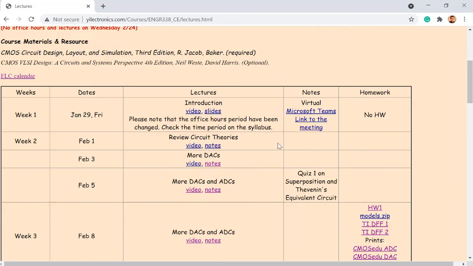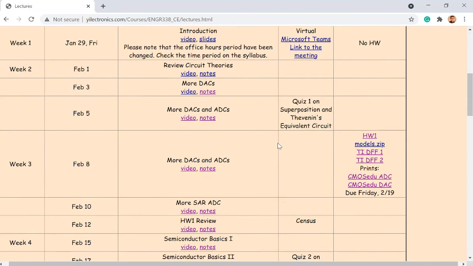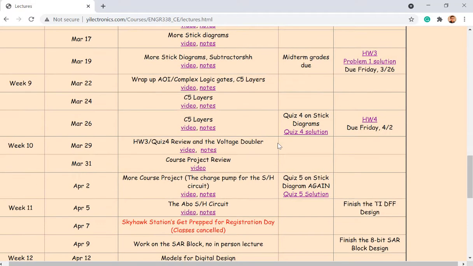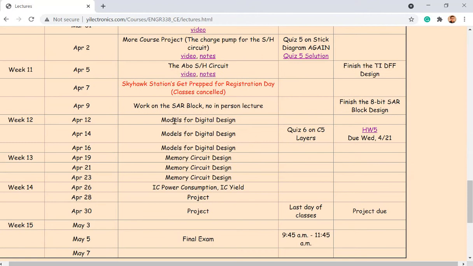Okay. And the schedule for this week, if we just go to the website and look at the schedule, I'm going to cover models for digital design for hopefully, I don't know, two lectures and a half or 3 lectures. And we're going to have a quiz on Wednesday regarding C5 layers. So I'm going to give you a top view of the layout, and I will ask you to draw the cross-sectional view of the layers.